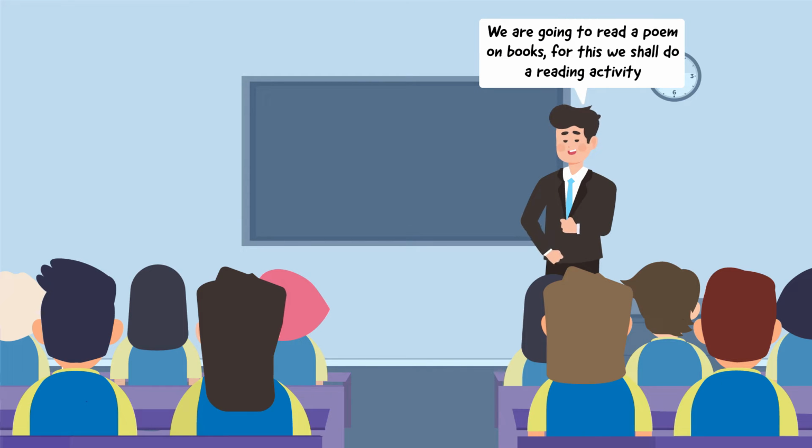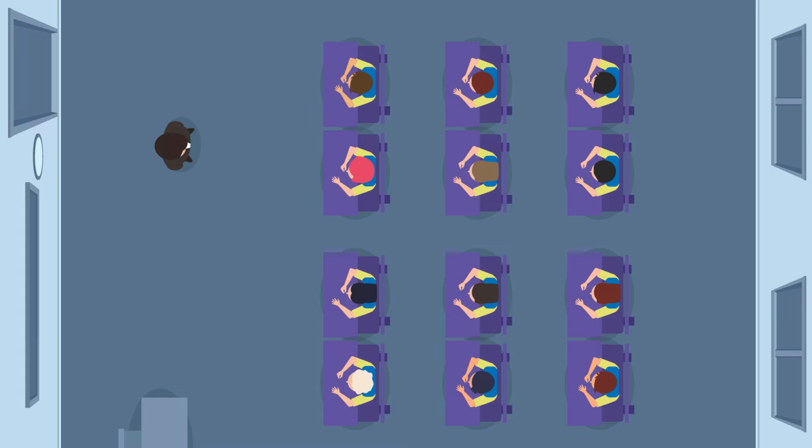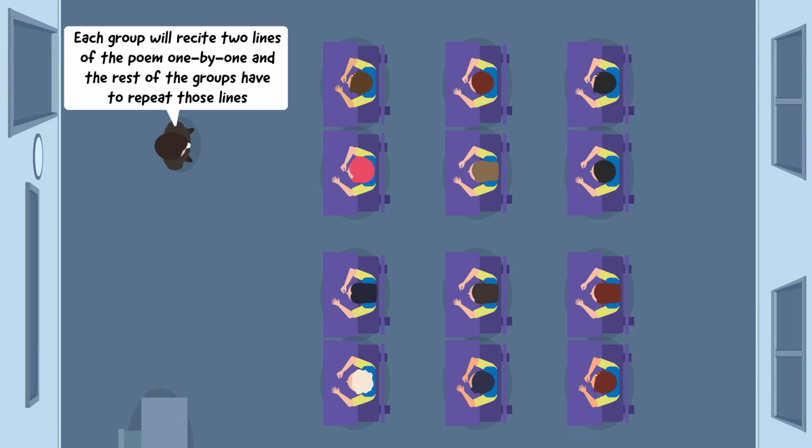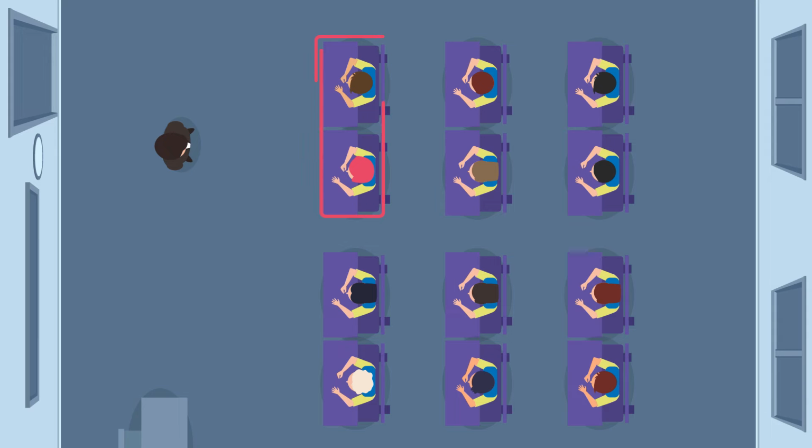For this, we will involve the students in a reading activity. We will divide the class into 6 groups. Group 1, Group 2, Group 3, Group 4, Group 5 and Group 6. Ask each group to recite 2 lines of the poem one by one, and the rest of the groups have to repeat those lines. For instance, if Group 1 reads the lines, come in, set the library door.